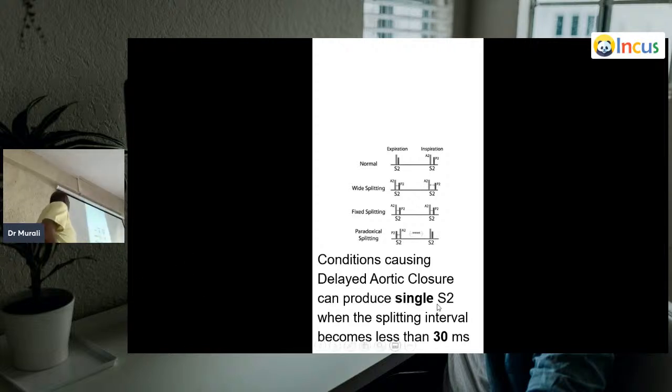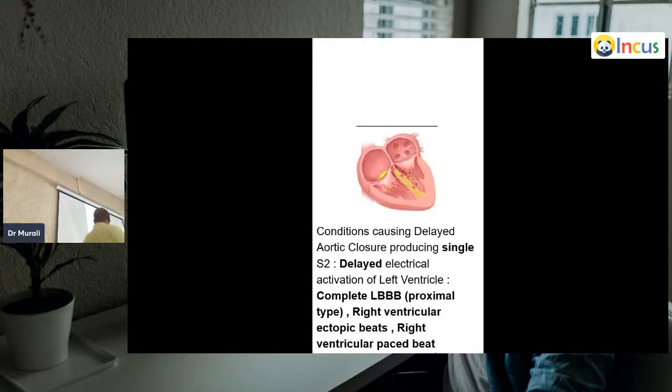So when will you listen to the single S2? When the A2 becomes delayed and comes closer to the P2, with a gap of less than 30 milliseconds, they both merge with one another. So that is responsible for the single S2. So whenever the duration between the two is less than 30 milliseconds, that is what you need to remember. So what are the conditions that delay the aortic closure and are responsible for creating a single S2? Let us look into that.